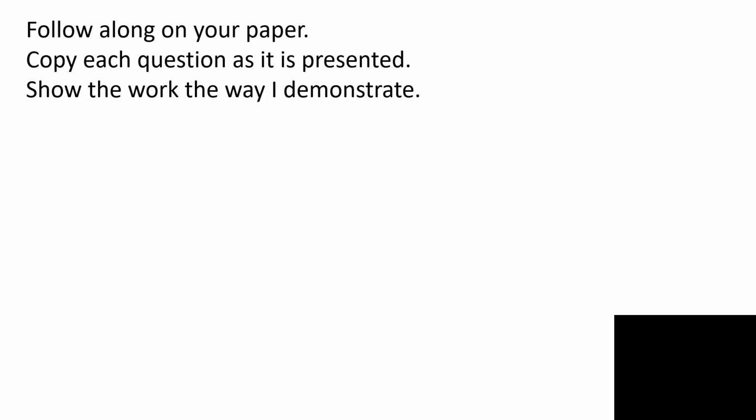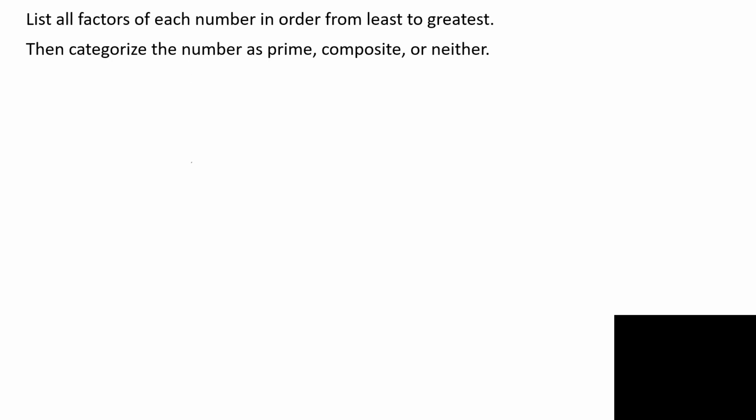So again, follow along on your paper, copy the question as it's presented, and then please show the work the way I demonstrate. All right, so we're going to list all factors in order from least to greatest. Then categorize the number as prime, composite, or neither. Before we actually do our prime factorizations, we have to make sure we understand what is a prime number, what is a composite number, what would be neither. So for number 1, please copy down the number 10.